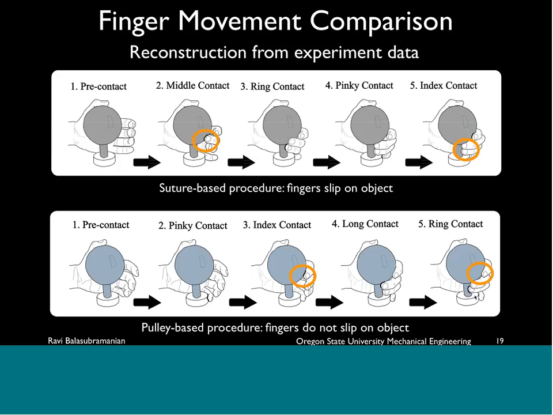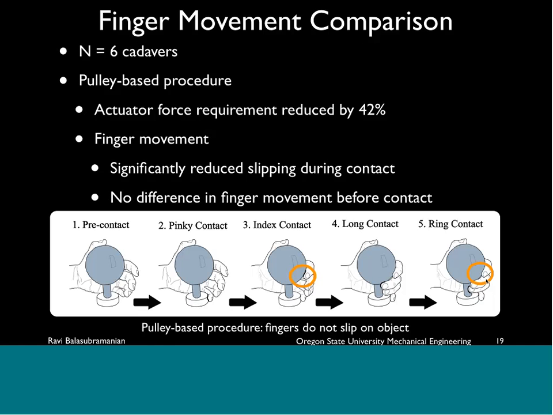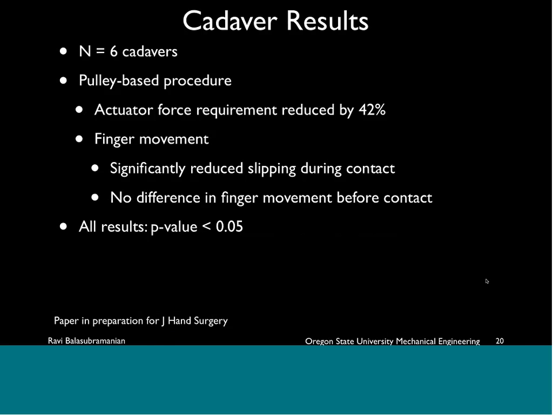But the key point I want you to note is that there is significantly lesser slip of the fingers on the object during the grafting process, which is really what you want. Because if the fingers start slipping, then the user has to reorient their hand, wrist, or arm to ensure that they have a full grasp on the object.